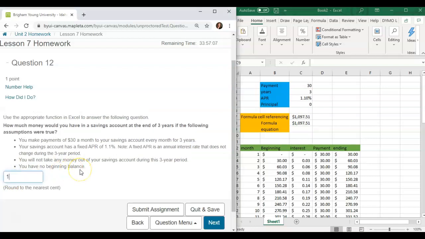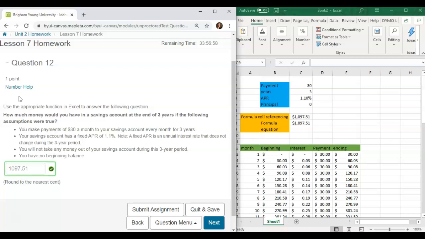But we can type in our number here of $1,097.51, rounding to the nearest cent. We can verify with our check mark and move to the next one.